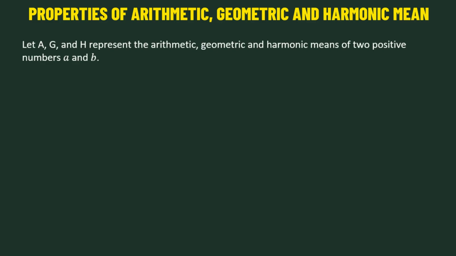So here it's given that A, G, and H represent the arithmetic, geometric, and harmonic means of two positive numbers A and B. Now immediately it follows that the arithmetic mean of A and B will be given by (A plus B) over 2. Then we have the geometric mean, which is given by the square root of AB. Then we have the harmonic mean, that will be simply 2 times AB divided by A plus B.